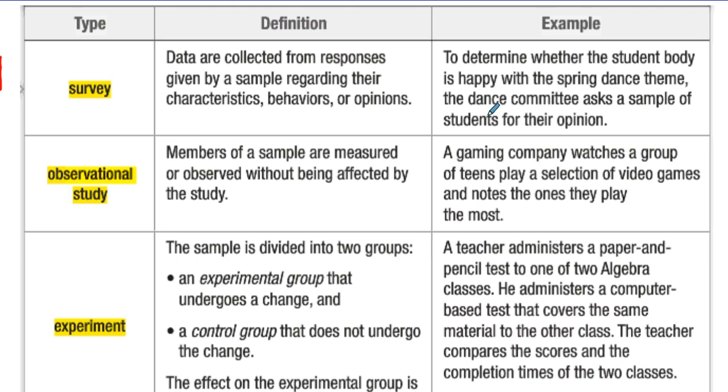That's a survey. An observational study is when members of a sample are measured or observed without being affected by the study. They are not controlled in any way. You're going to hear the phrase they are in their natural habitat. That doesn't necessarily mean that they're animals. It just means that you are not affecting them in any way. You're just letting them go about their daily business and you are recording what is happening. So an example, a gaming company watches a group of teens play a selection of video games and notes the ones they play the most. They are not controlling the group at all. They're just watching them naturally choose which games they like and recording the results.